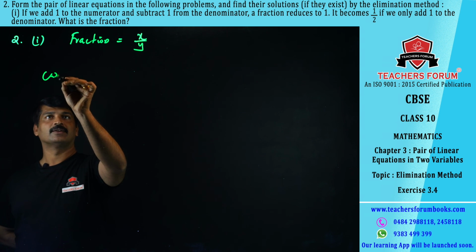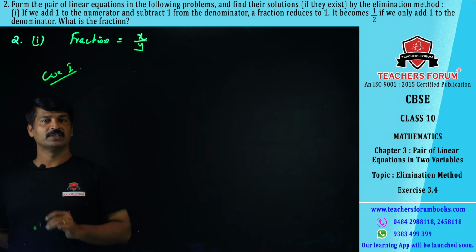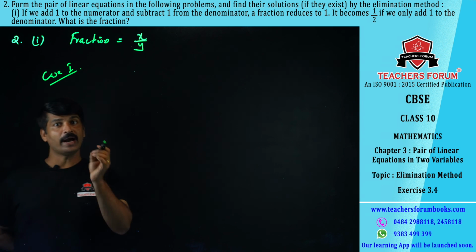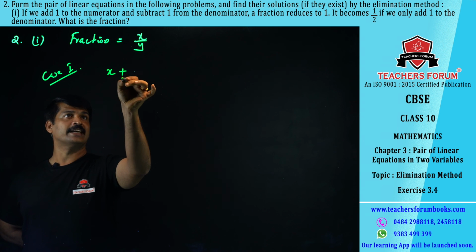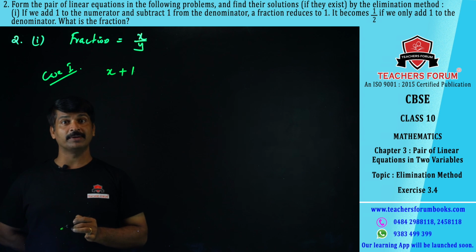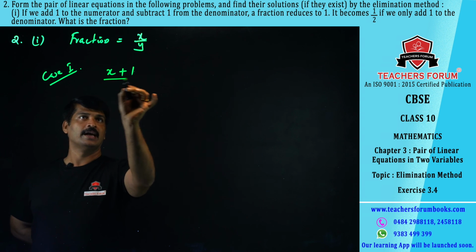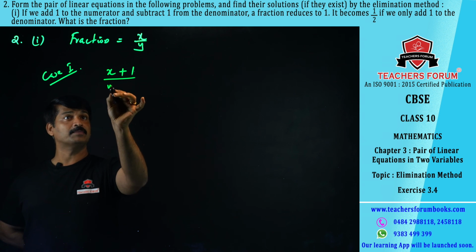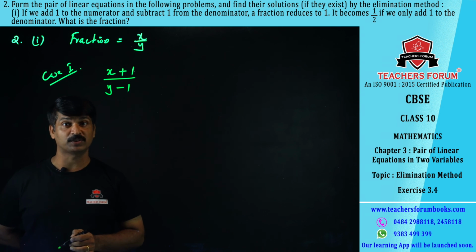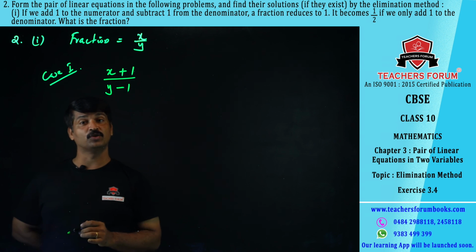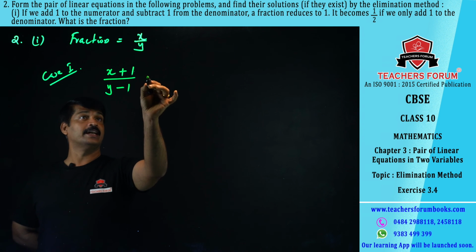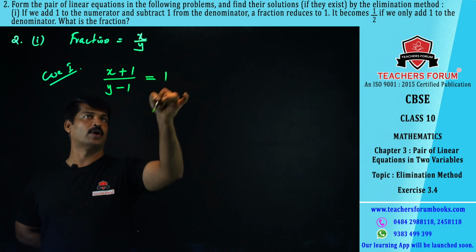Now case 1. What is case 1? The first condition. It is given that if you add 1 to the numerator, that means the numerator is x. If you add 1 to the numerator, it becomes x plus 1. And if you subtract 1 from the denominator, that is y minus 1. y is the denominator. If you subtract 1 from the denominator, that is y minus 1. Then the fraction becomes 1.